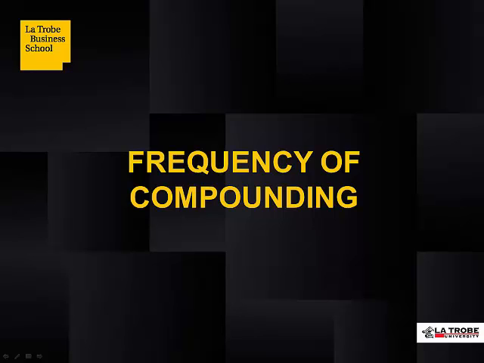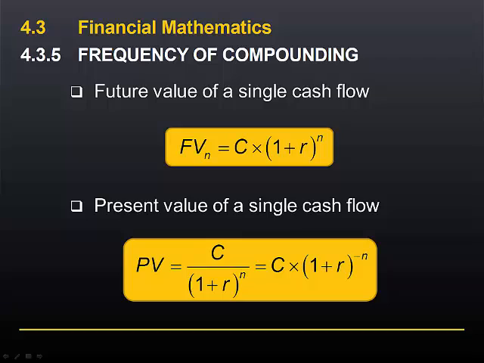Frequency of compounding. In the previous module, we used these two formulas to calculate the future value and the present value of a single cash flow. We used these formulas to calculate present and future values using annual interest rates and investments for a given number of years. However, the variables R and N in these formulas do not reflect annual values.